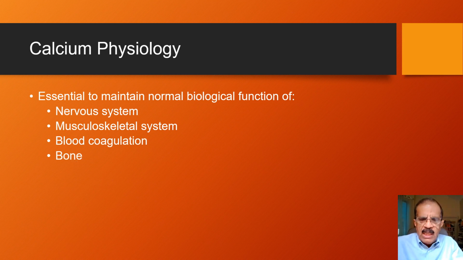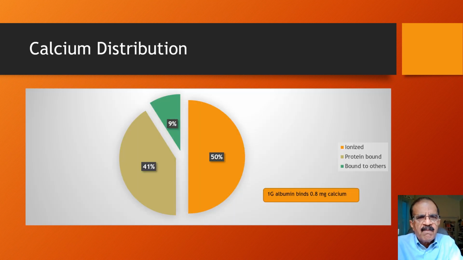Bone diseases, it is very important to maintain our bone health. If there is not enough calcium, it could result in softening of bone or bone becoming very, very brittle and some other function. Literally, I believe every organ of the body needs calcium. So calcium has to be kept in a very, very normal physiological range. Now, this is the distribution of calcium.